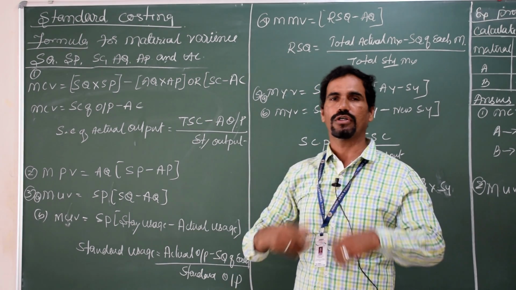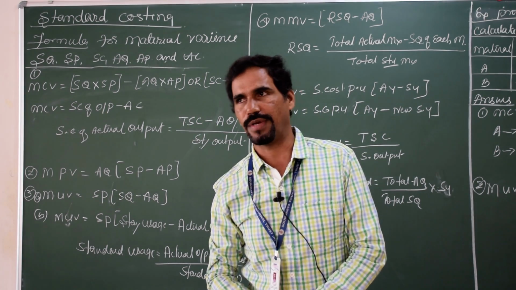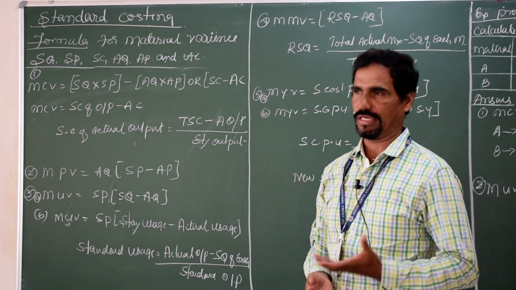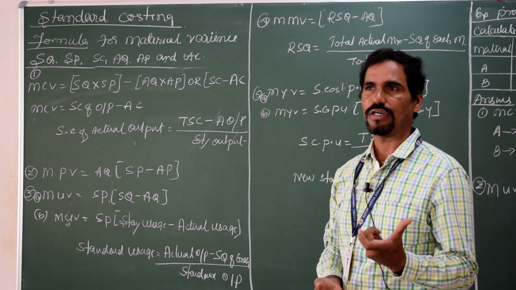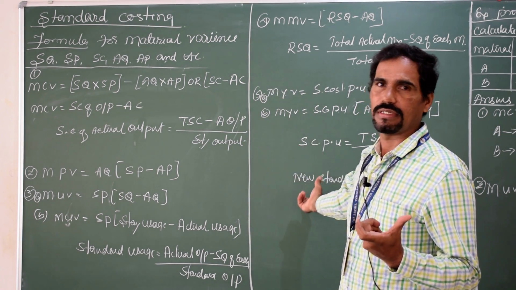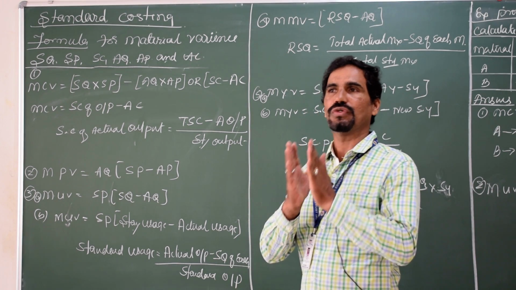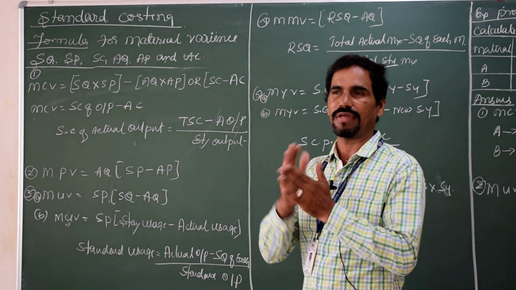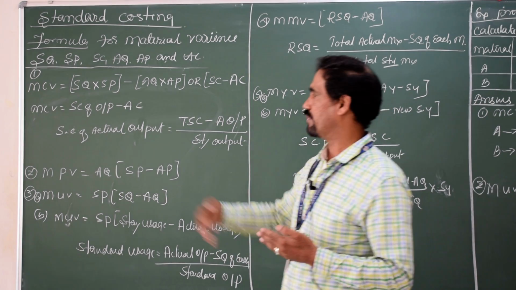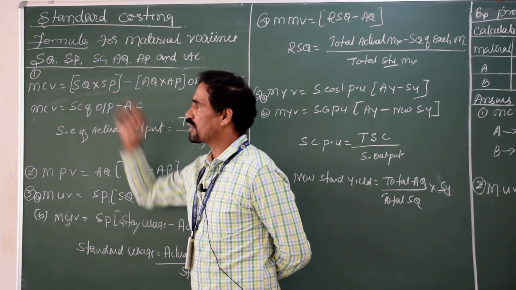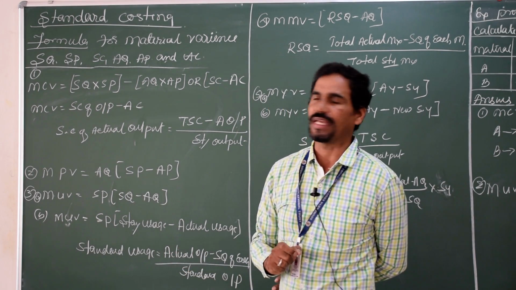So, how are we going to calculate the material cost variance? We have the formulas. First you should learn the formula, then apply it to the questions as per the solutions. Once you learn or mug up the formula, it is very easy to calculate the sums. See, how do we calculate material cost variance?